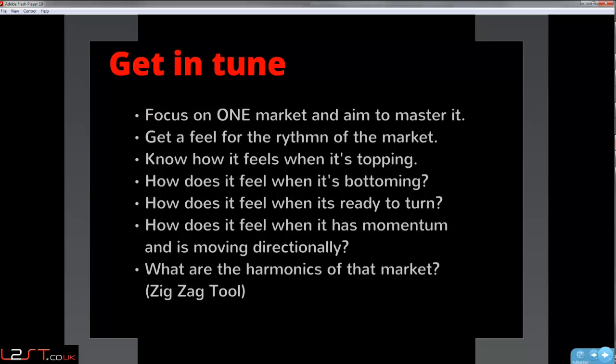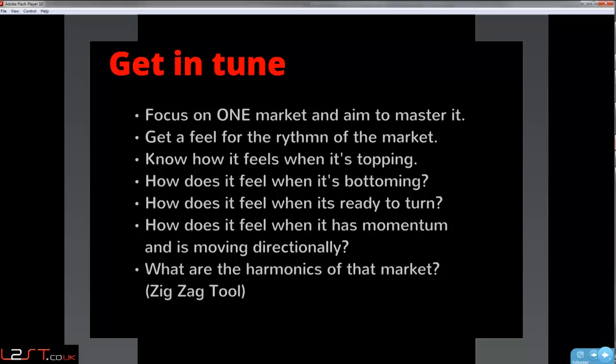The way the ES feels when it's topping feels different to the NASDAQ when it's topping. The way the DAX feels when it's topping to the Euro Stocks is different. Okay, there's a similarity in terms of the stuff we will see, but the feel is a little bit different because the momentum, the flow of that market is different. Okay, every market has a flow, it has a momentum, and you have to develop a feel for that market and that momentum and the way it flows.